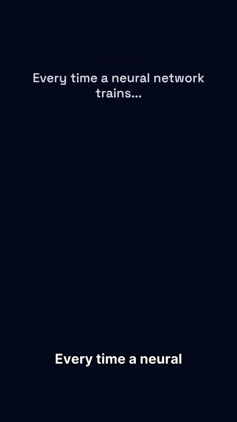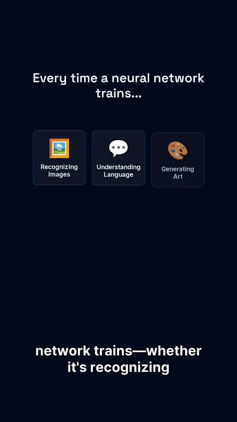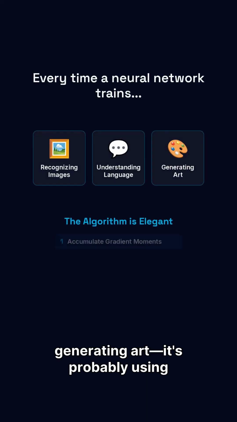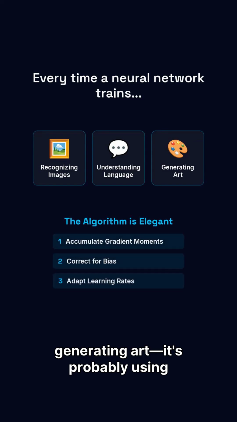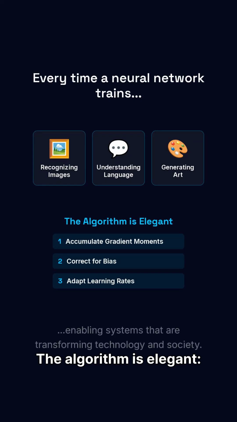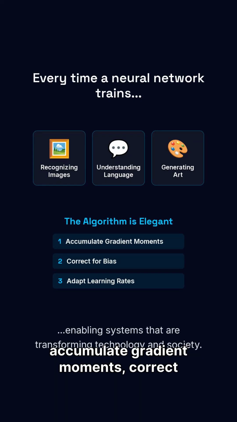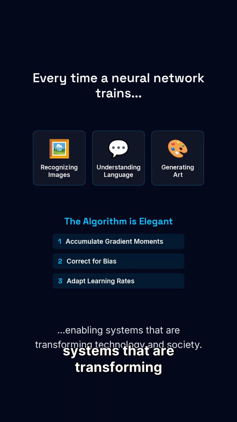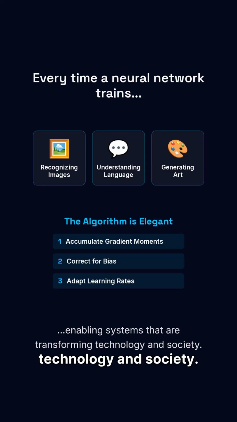Every time a neural network trains, whether it's recognizing images, understanding language, or generating art, it's probably using Adam or a close variant. The algorithm is elegant. Accumulate gradient moments, correct for bias, adapt learning rates. The impact is enormous, enabling the training of systems that are transforming technology and society.